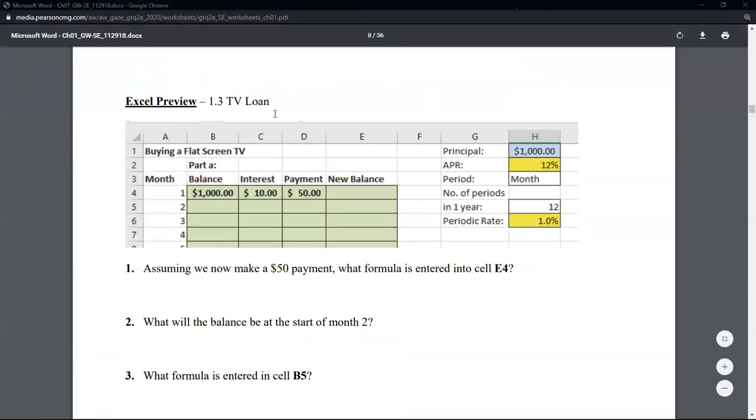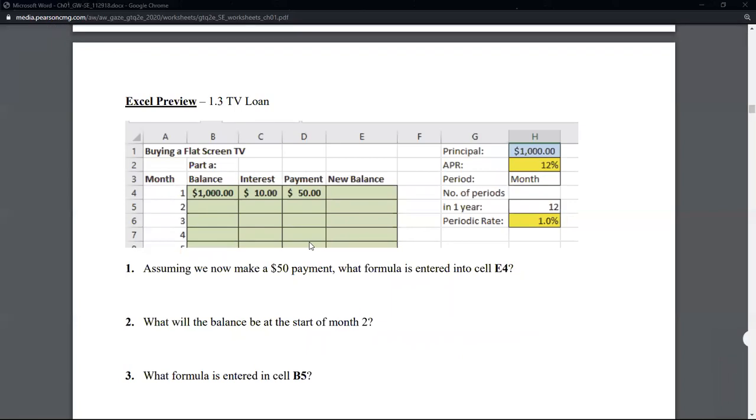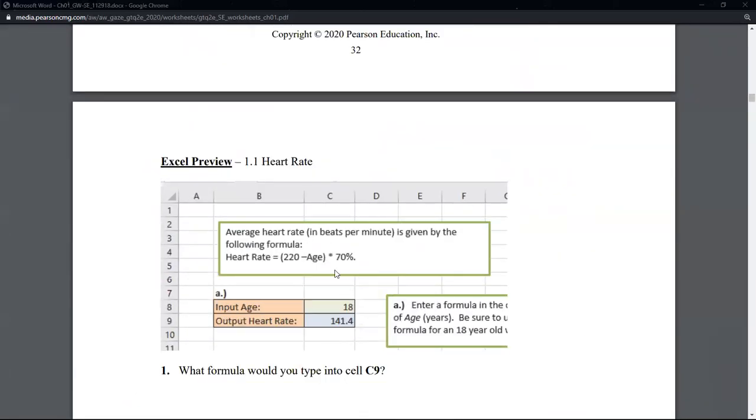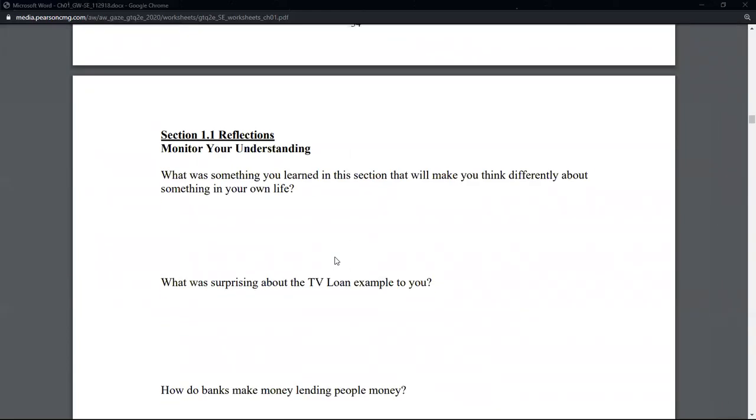Hey, 1.3 TV loan, this will be the second one we do. This looks extremely similar to what we just did, except now, instead of just talking about balance, interest, and new balance, now we're actually going to make a payment each month so that we don't just have this thing spiraling out of control. So this is already pre-built for you.